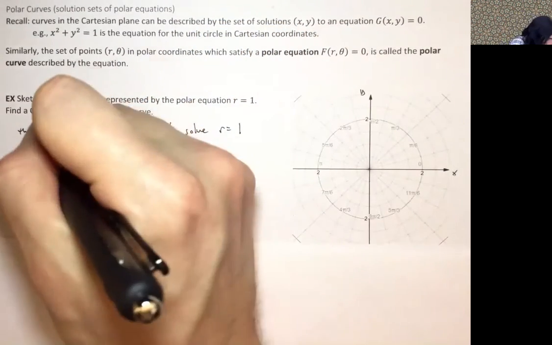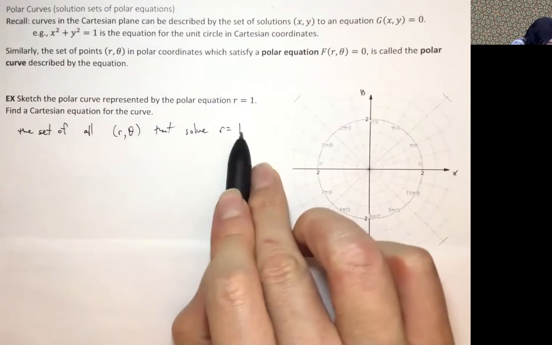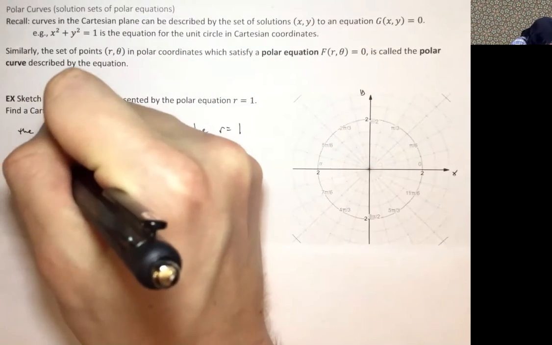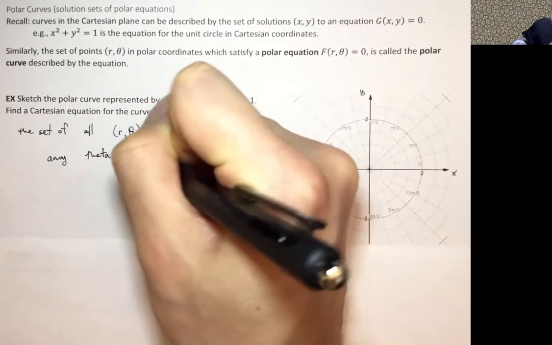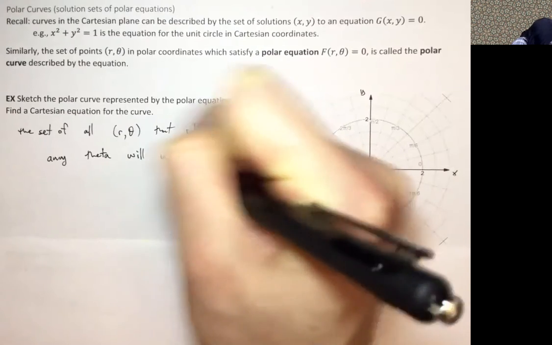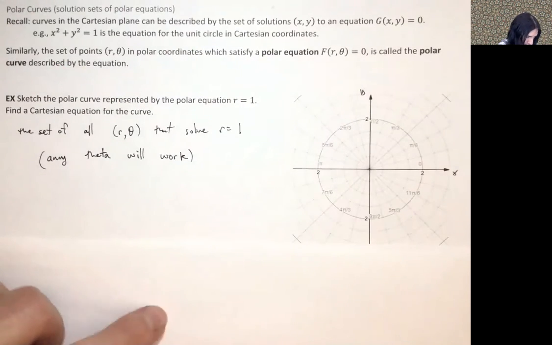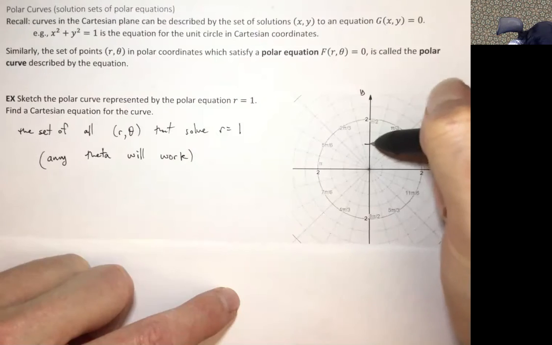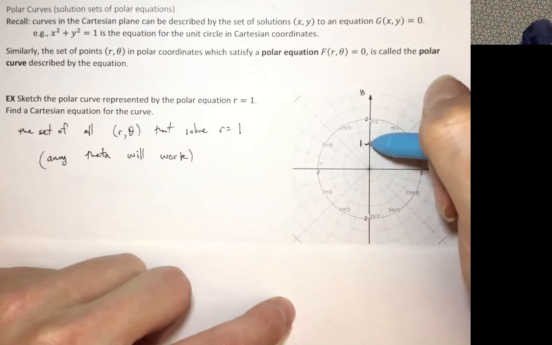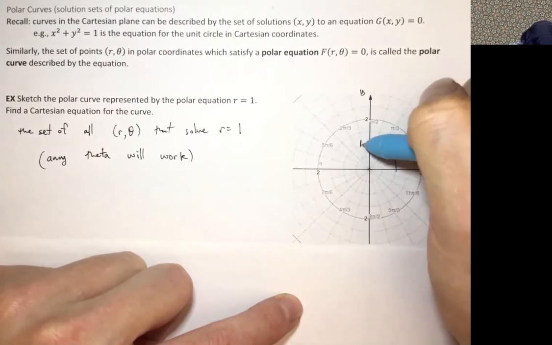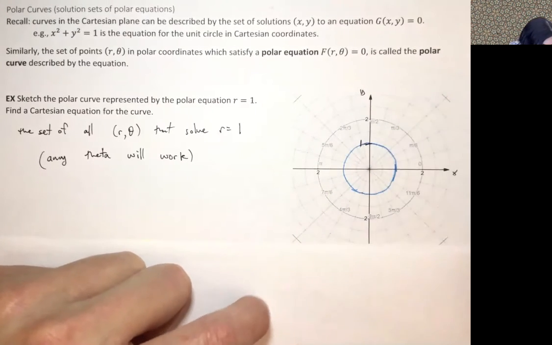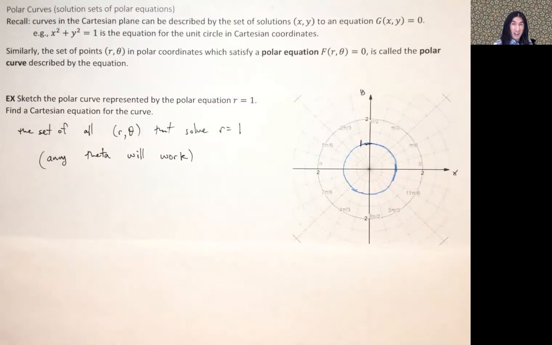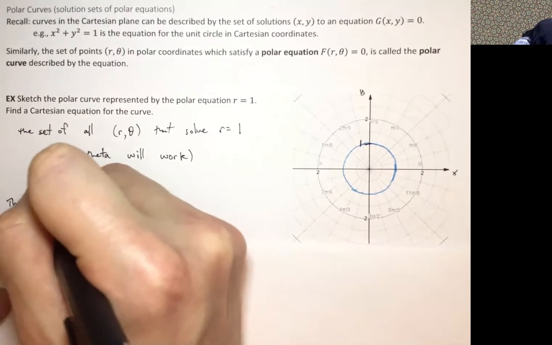So what are they? Well, any theta will do, because r has to be equal to 1, and any theta will do. So actually, this describes this curve. Here is r equals 1 there, and any theta with r equals 1 describes a circle of radius 1, the unit circle.